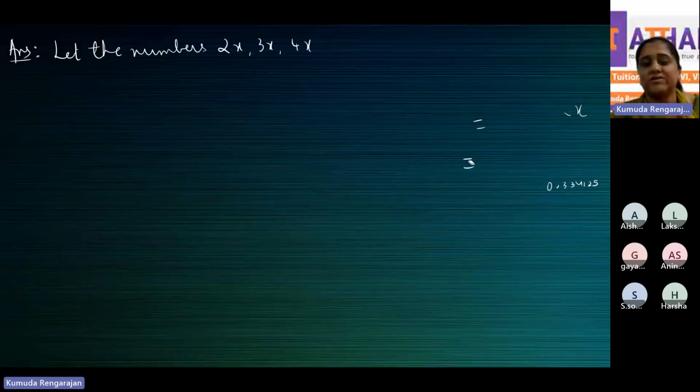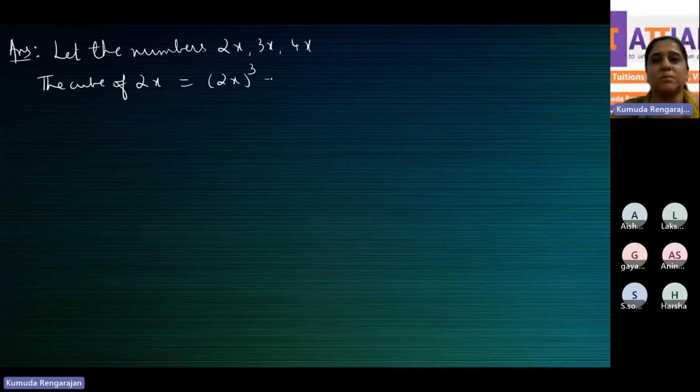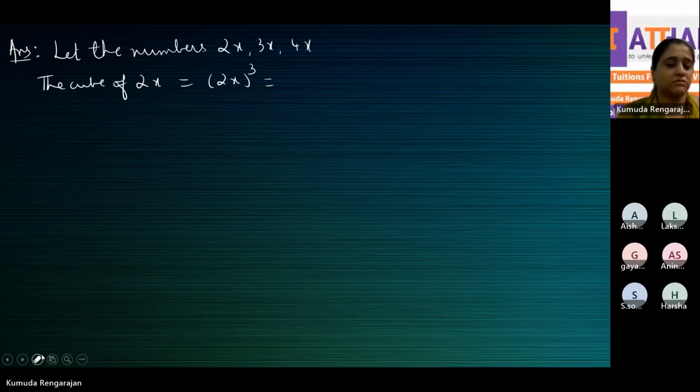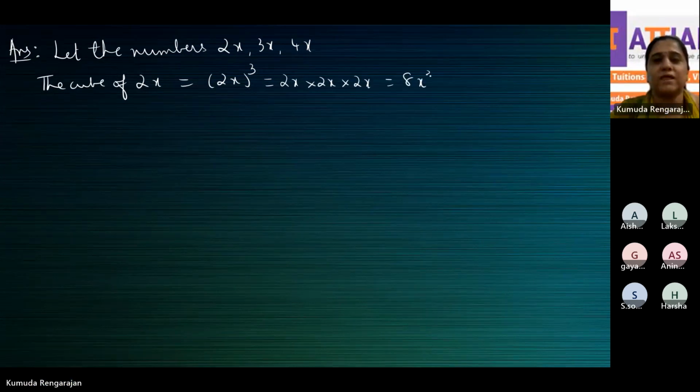Okay, so it is 2x the whole cube. For your information, the cube of 2x is 2x the whole cube, which is 2x into 2x into 2x, which is 8x cubed.